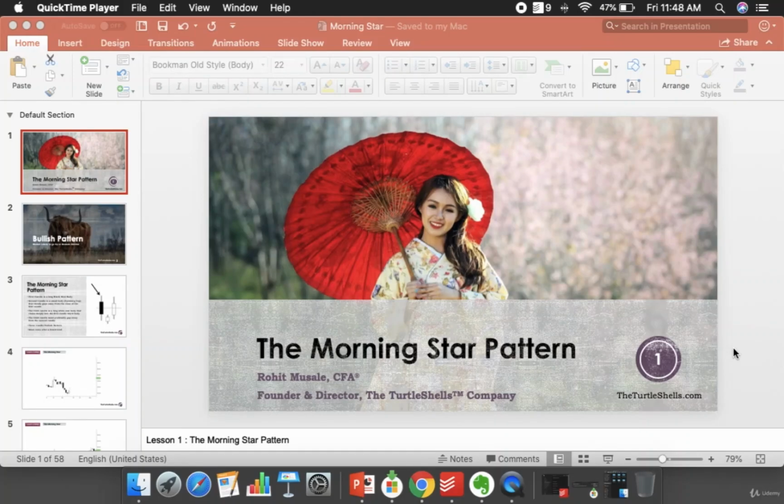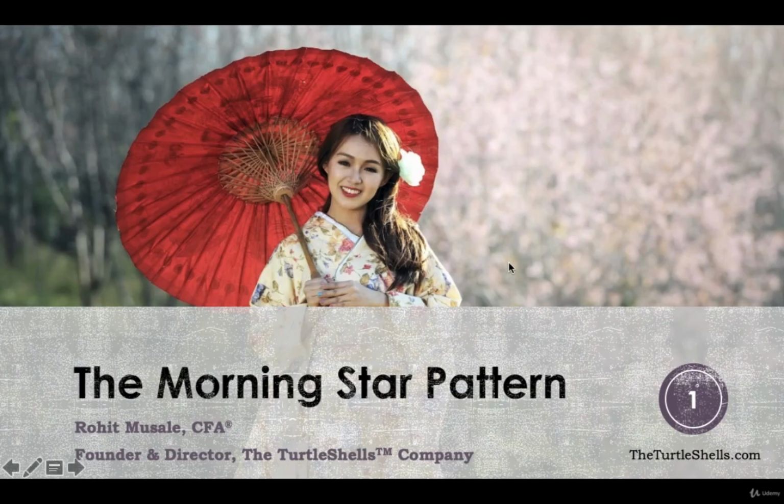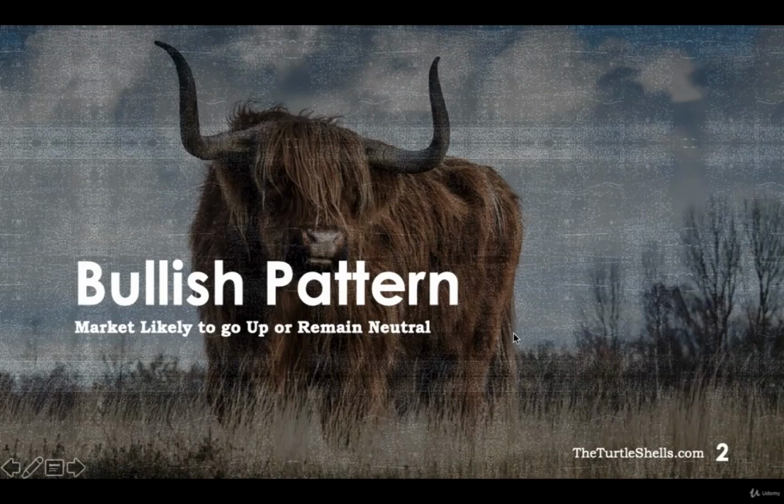Alright, now let us have a look at the Morning Star pattern. Till now, we have looked at three different patterns: one is the hammer, then the bullish engulfing pattern, and then the piercing pattern. So, this is the fourth of the most powerful bullish patterns, the Morning Star pattern. Again, the markets are either likely to go up or remain neutral after this bullish pattern. So, it breaks the previous downtrend.